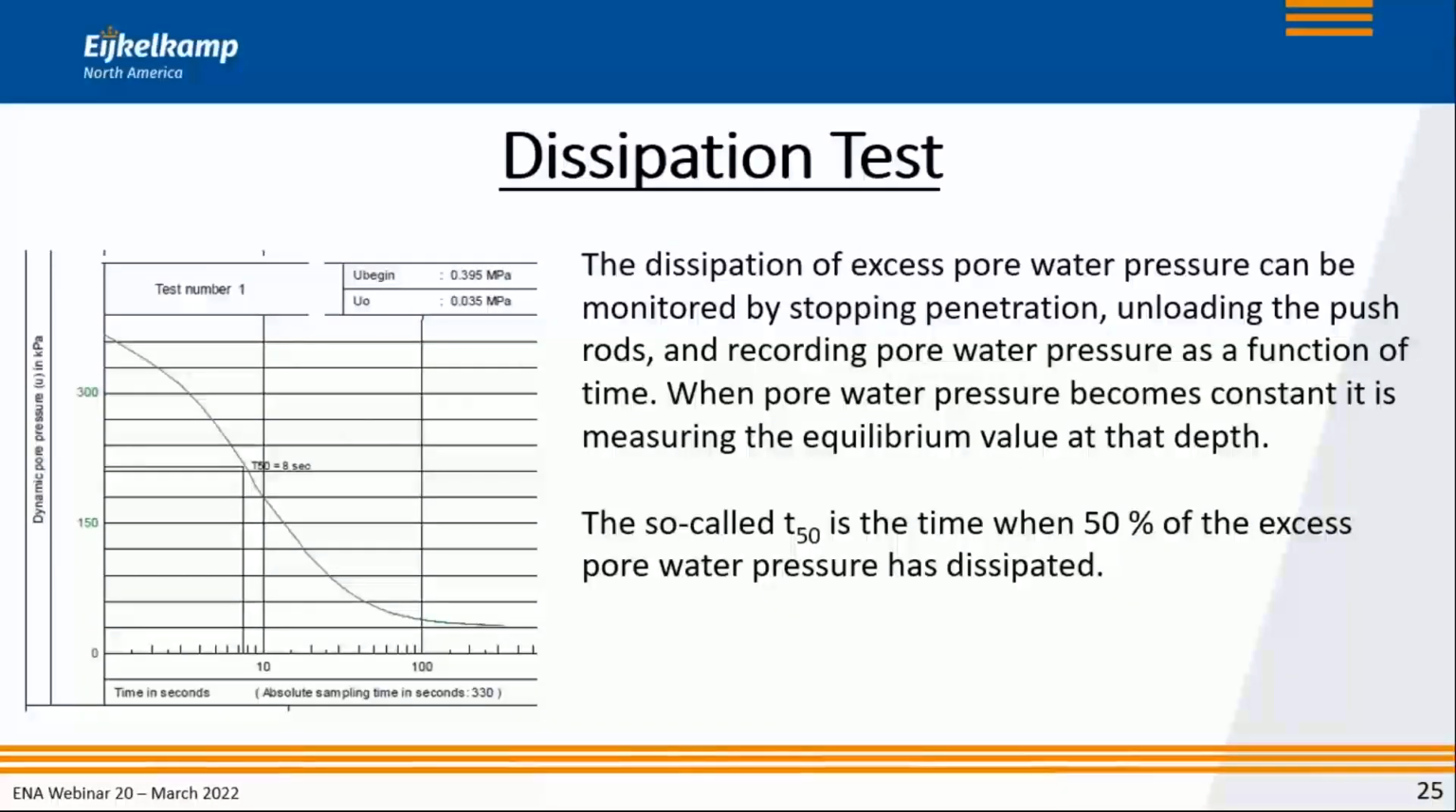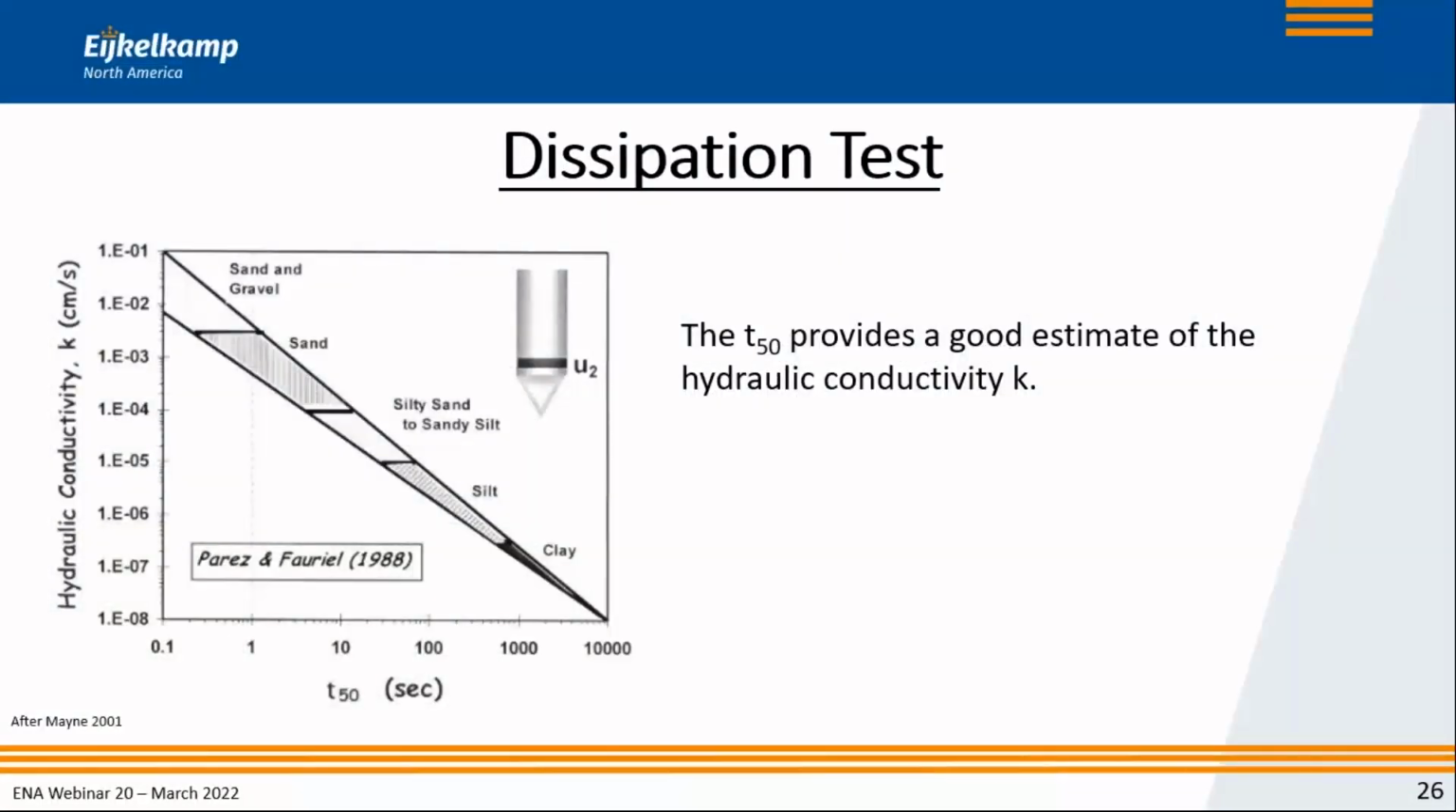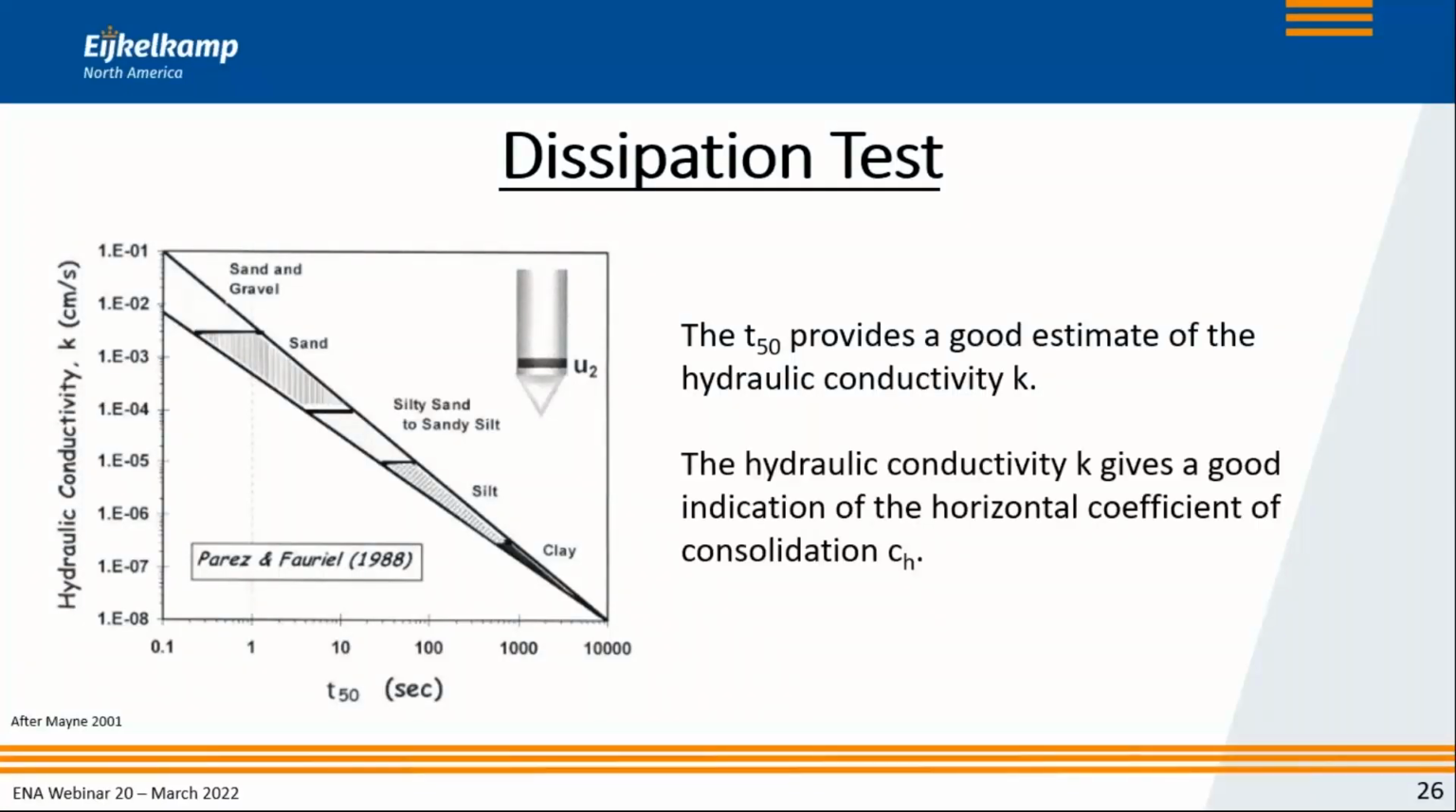And the T50 gives us a very good correlation with the hydraulic conductivity. As you see here, on the horizontal axis, you have the T50. On the vertical axis, you have your hydraulic conductivity. And you see that while there is a bend, it gives you a very good indication from the T50 of what your hydraulic conductivity is. And it so happens that the hydraulic conductivity gives a good indication of the horizontal coefficient of consolidation, C sub H. Once again, it's not perfect.